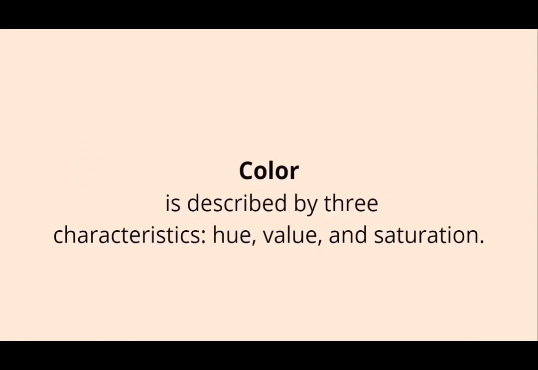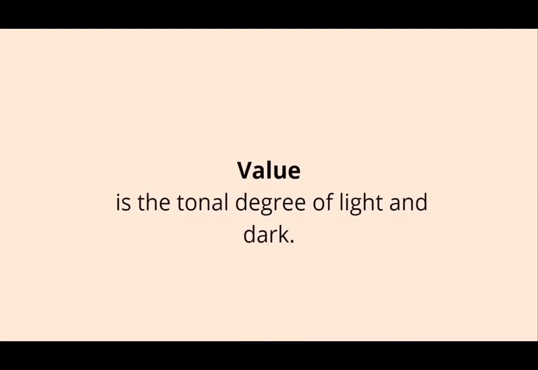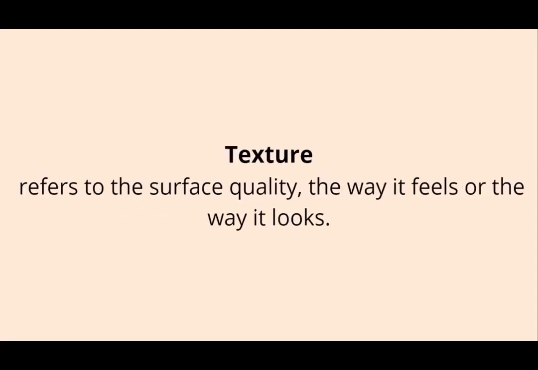Next is color. Color is described by three characteristics: hue, value, and saturation. Hue refers to the particular spectrum of light activated. Value is the tonal degree of light and dark. Saturation refers to the level of purity within the spectrum of light activated. It shapes our perceptions and shapes our emotion.